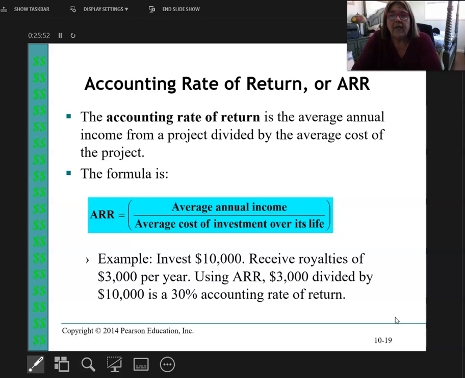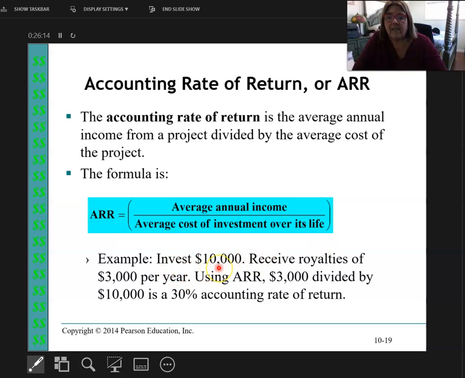So we're going to look at the last two, accounting rate of return and lowest total cost. The ARR is basically an average of the annual income from any project divided by the average cost of the product. So to find the ARR, here's my formula. I only have one slide. Average annual income divided by average cost of investment over its life.